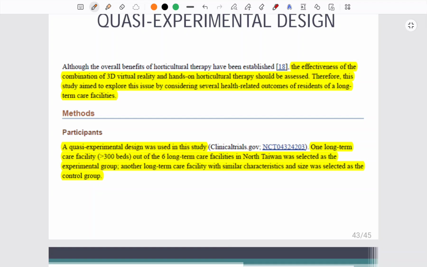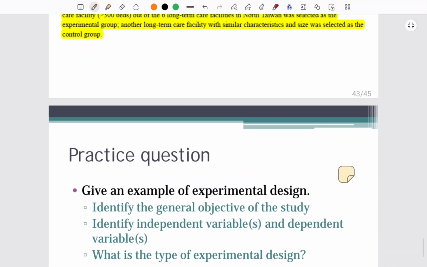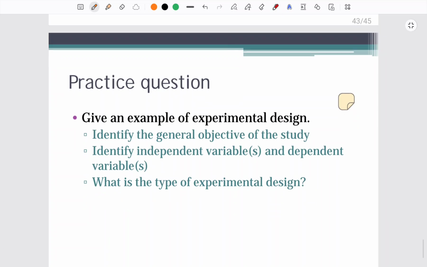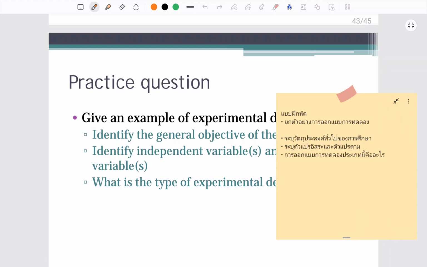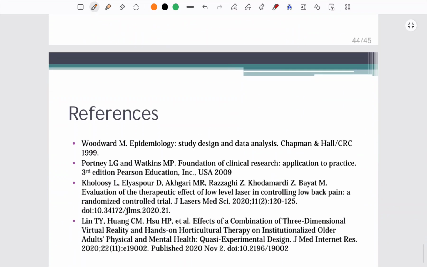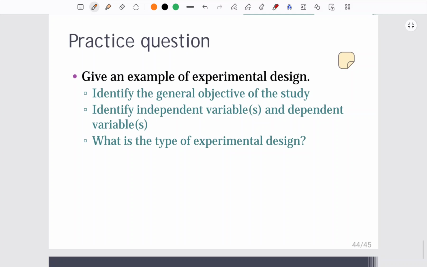Okay, Taiwan, and they actually pick a facility that they would like to be control group and experimental group. There is no randomization. So in this case, one facility is picked as the experimental group, and the other facility is also picked as control group. There is no randomization, so that's why we call it quasi. There is a control group, but there is no randomization.